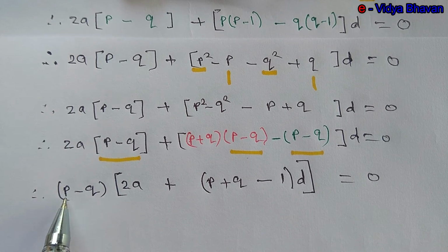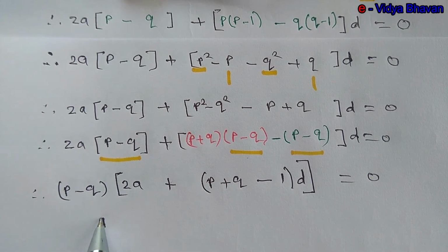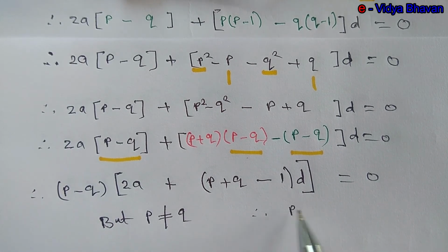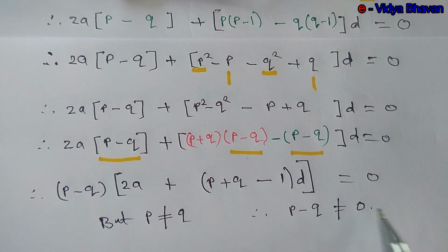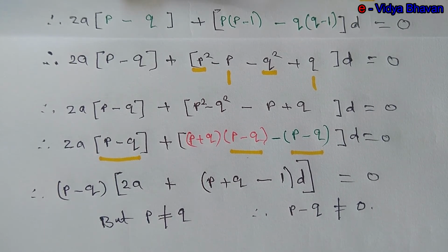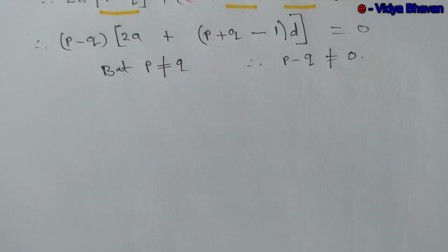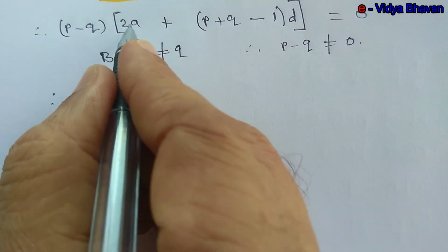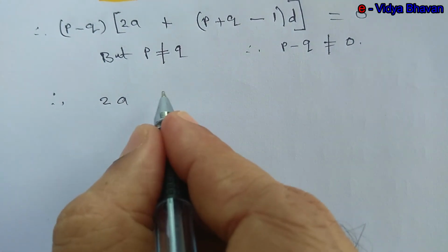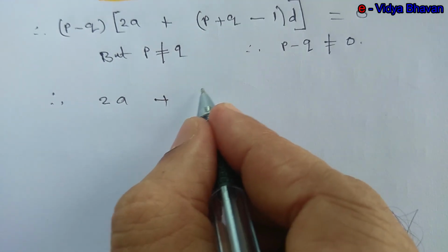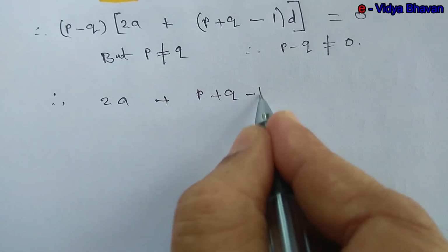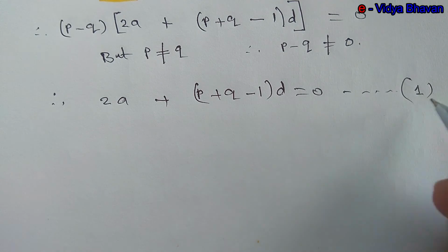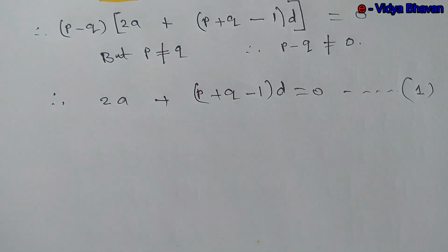Now, we know that P is not equal to Q, therefore P minus Q is not equal to 0. So we can go further here. Let's divide by P minus Q. So when we divide, we are left out with 2A plus P plus Q minus 1 into D equal to 0. And let us give the statement name 1. Now we are interested in finding S P plus Q.